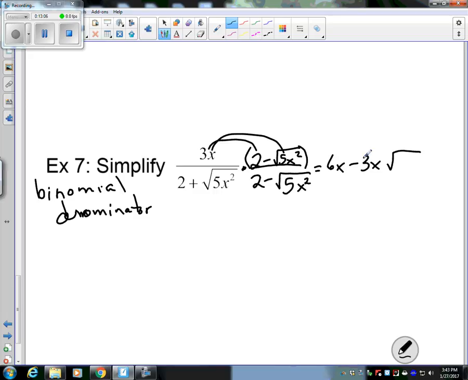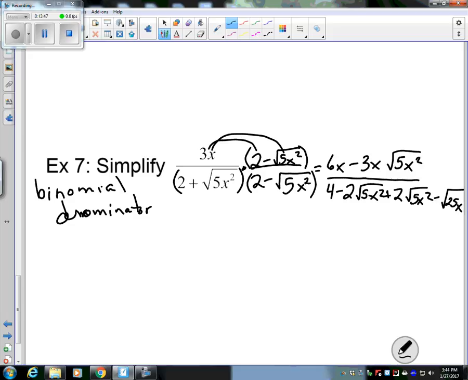And in the denominator, we have a binomial times a binomial. So we multiply it out: 2 times 2 is 4. 2 times a negative square root of 5x squared. And then square root of 5x squared times 2, 2 square root of 5x squared. And square root of 5x squared times a negative square root of 5x squared, which is negative square root of 25x to the fourth. Put that in there.